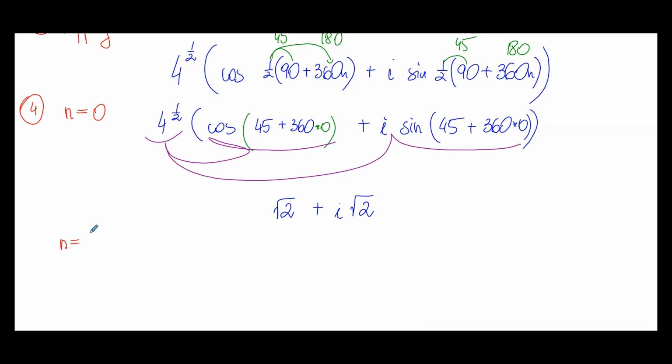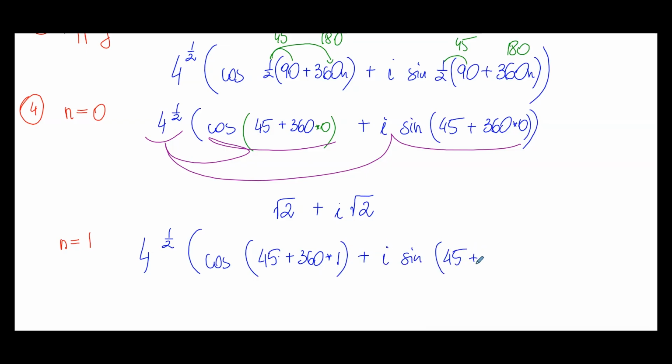Now we are doing n equal 1. Well, how many of them do we do? Because our power is a half, therefore I'm looking for 2 roots, yeah? So that's the first, and now that will be second. So 4 to the power of a half cos, and this time I'm replacing 45 plus 360 multiplied by 1, plus i sin, and again 45 plus 360 multiplied by 1.